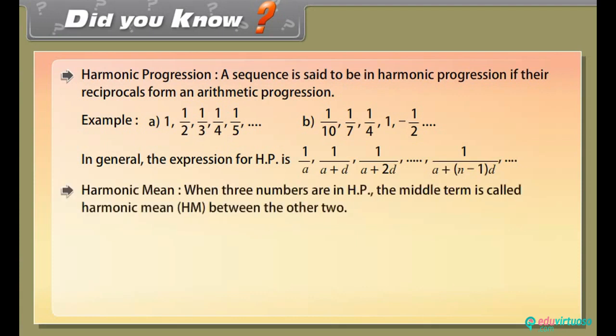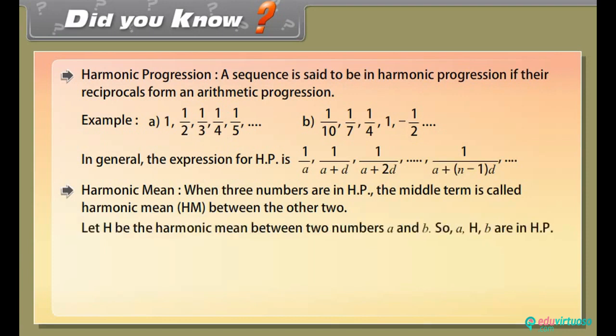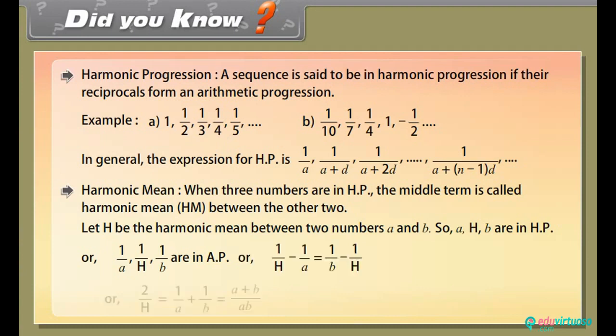Harmonic mean. When three numbers are in HP, the middle term is called the harmonic mean between the other two. Let H be the harmonic mean between two numbers A and B. So, A, H, B are in HP, or 1 by A, 1 by H, 1 by B are in AP. Therefore, H is equal to 2AB divided by A plus B.